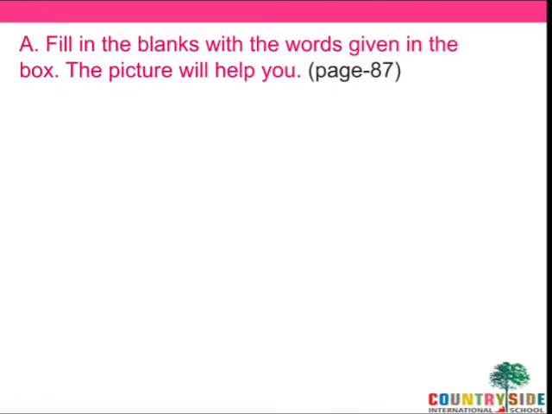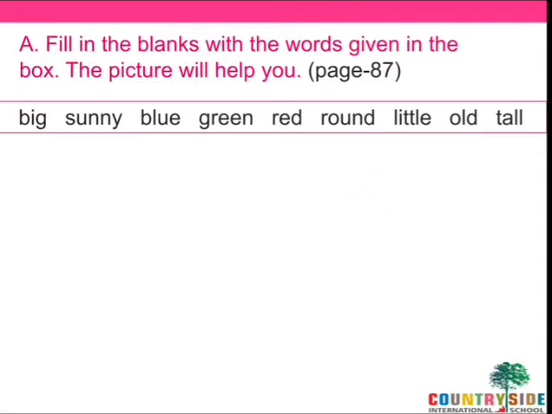Now one more exercise, that is on page number 87. Fill in the blanks with the words given in the box. The picture will help you. Now options are given and we have to find the answer from them. Okay, so these are the options: big, sunny, blue, green, red, round, little, old, tall.